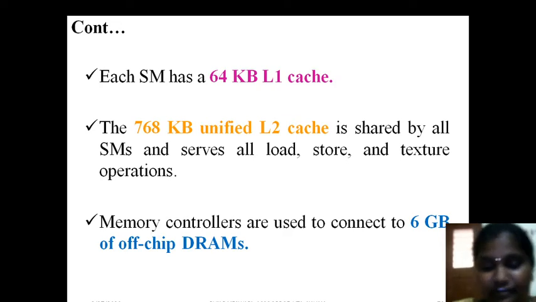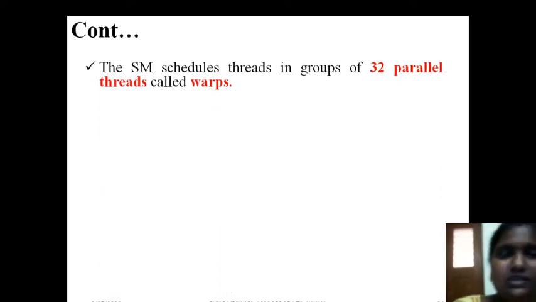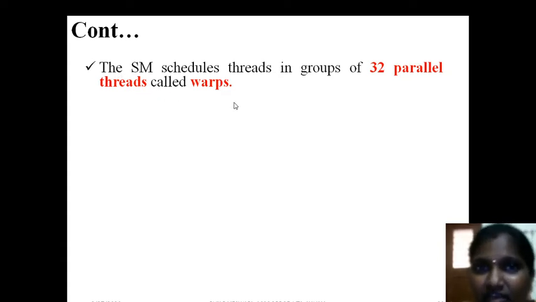Okay, so the SM schedules threads in groups of 32 parallel threads called warps. In the last diagram we learned about the warp.